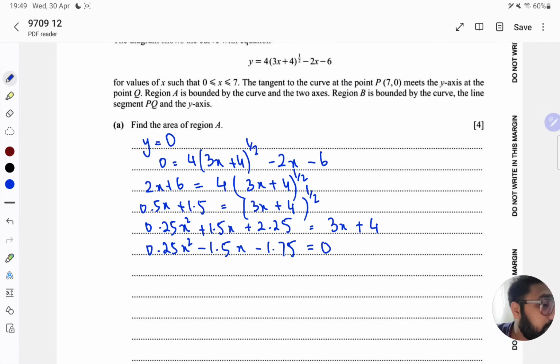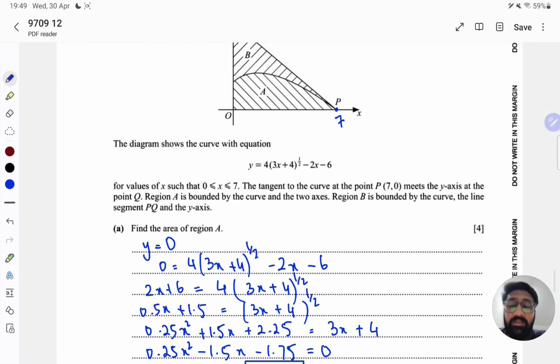So if we substitute 0.25, minus 1.5 and minus 1.75, okay, so one value of x is 7 and the other value of x is minus 1. This is beyond the scope. It is not available to us in the graph. So the value of x at this specific point is 7. So we need to find out the area under the region under the curve, which is this.